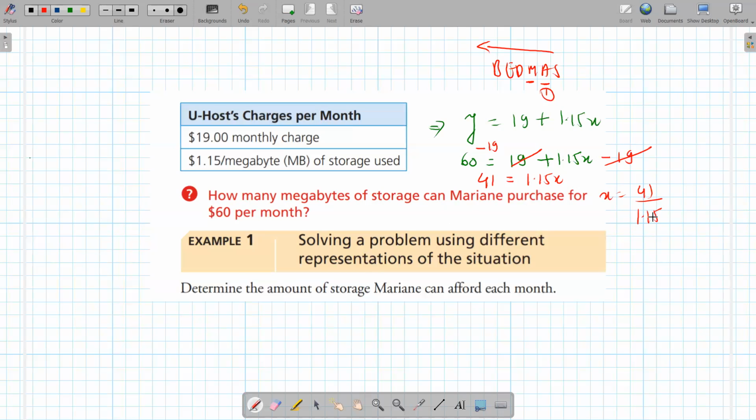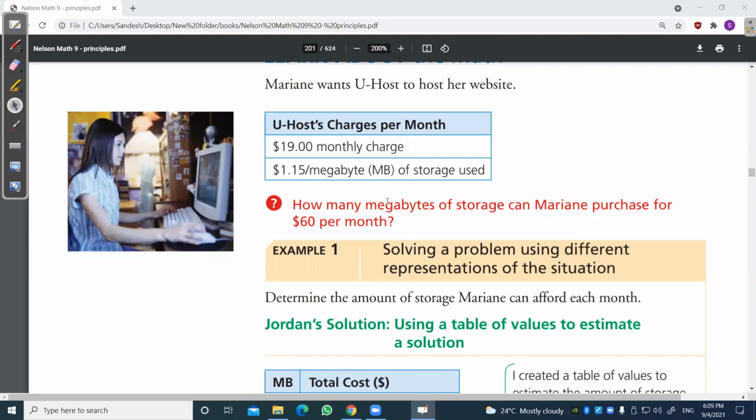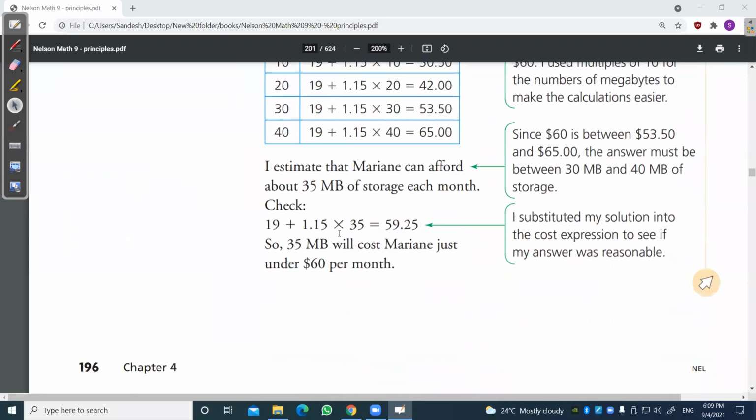So 41 divided by 1.15, is that a nice number? No, it's not. It's like 35.65. So that's the answer, okay? 35.65 megabytes per month. Which is not that much, actually. 35, that's like, what, 5 pictures? That makes sense? Yeah.